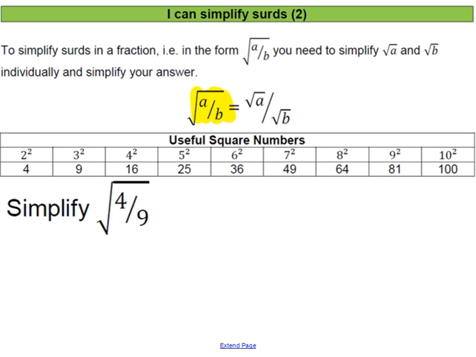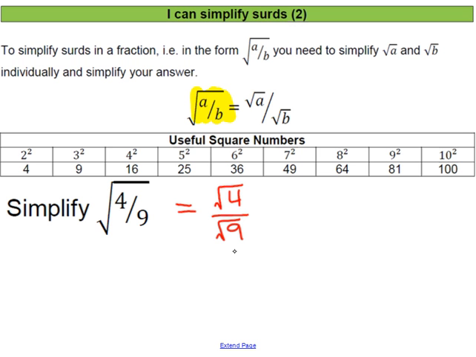So in order to do this at National 5, the first thing we're going to do is break apart this fraction. We have the request here to simplify the square root of 4 over 9. So that is equal to the square root of 4 over the square root of 9. And the process would be to simplify the square root of 4 and the square root of 9.